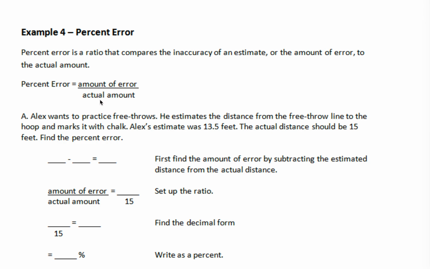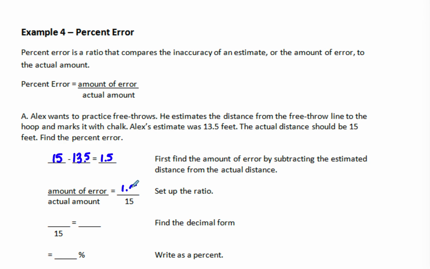So let's go ahead and take a look at our problem here. It says Alex wants to practice free throws. He estimates the distance from the free throw line to the hoop and marks it with chalk. Alex's estimate was 13.5 feet. The actual distance should be 15. So 15 minus 13.5 gives us 1.5. That's our amount of error.